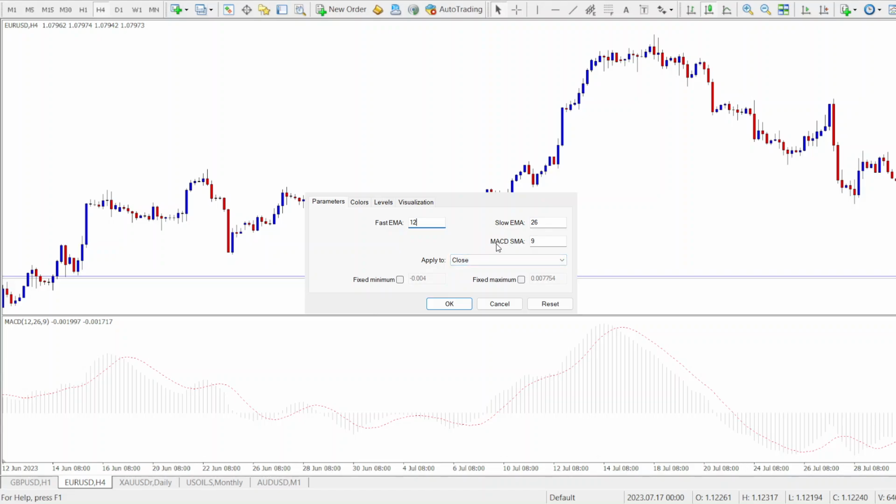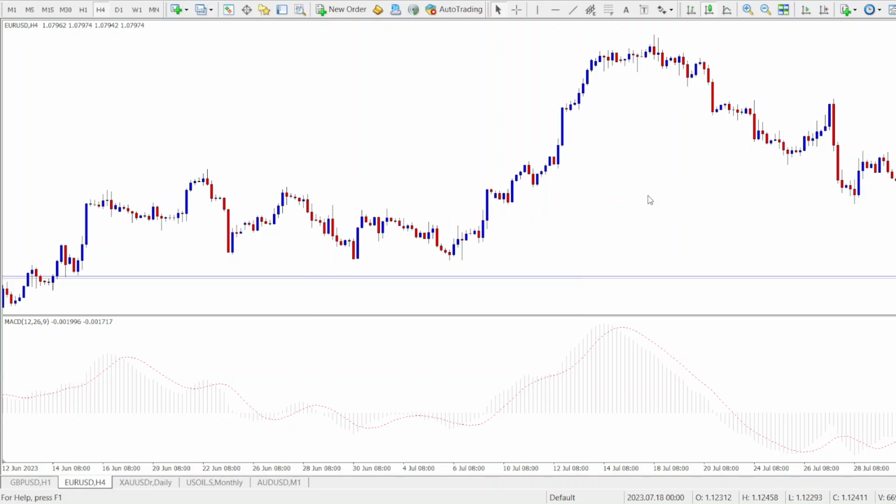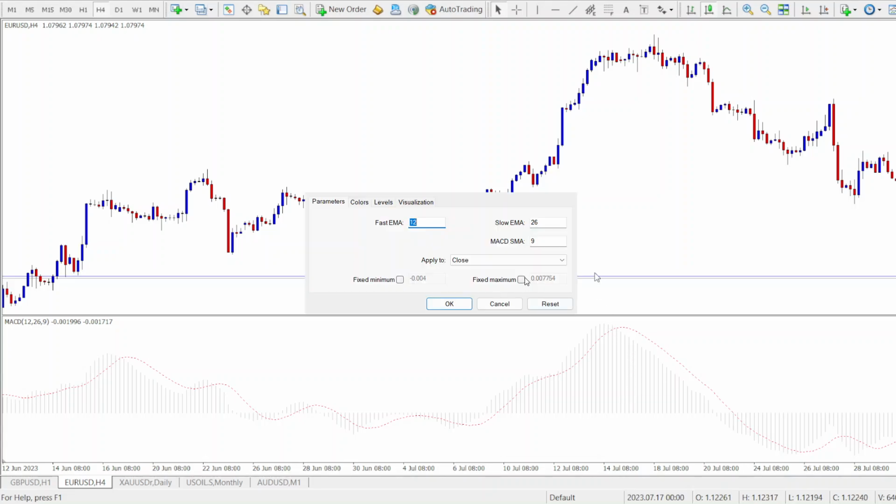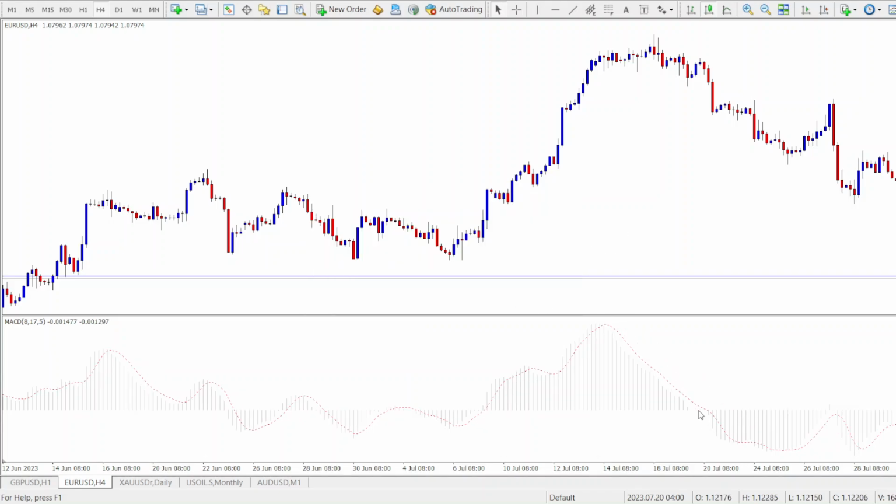holding trades for long. Okay, meanwhile, I found that adjusting the settings to 8, 17 and 5 can provide quicker signals, which is ideal if you are looking for more frequent trades. So let's check 8 for the fast EMA, 17 for the slow EMA, and 5 for the MACD SMA. Now we can see how the indicator reacted to the change in the settings.